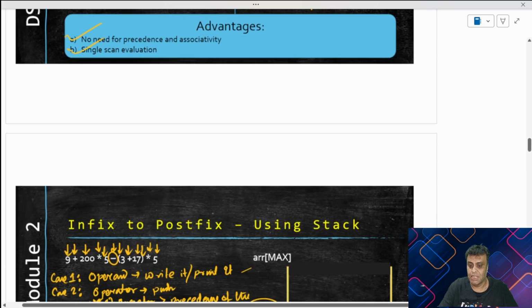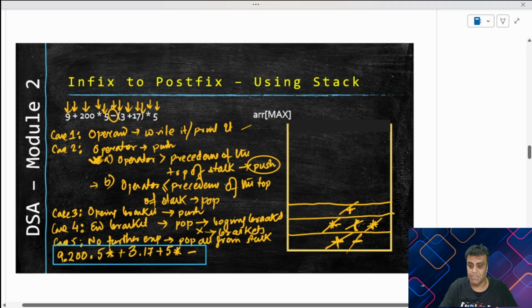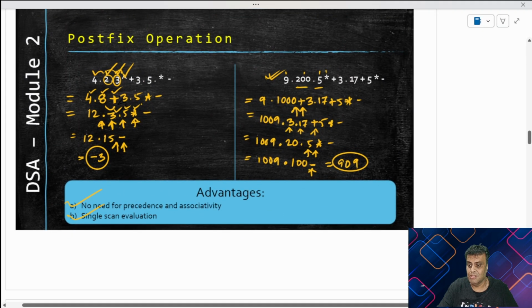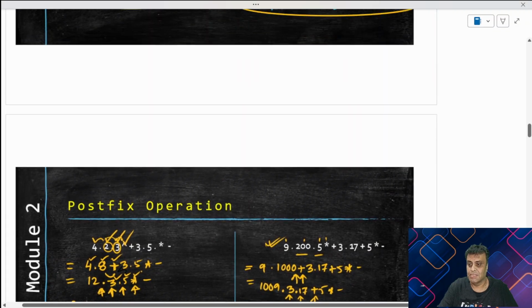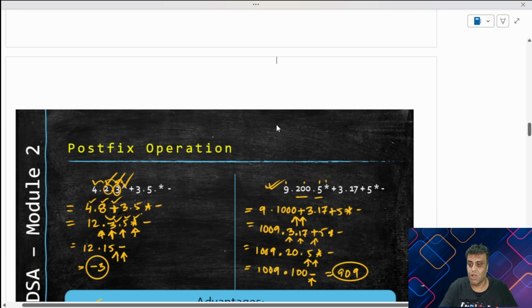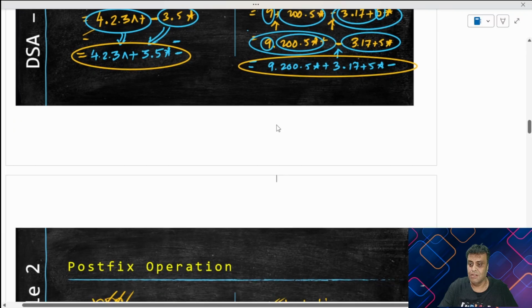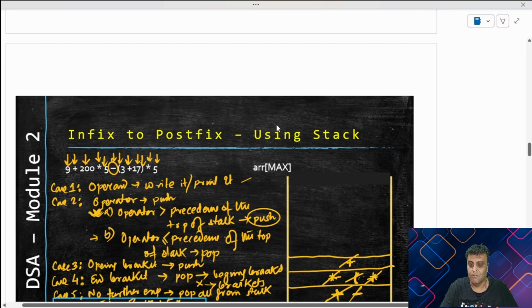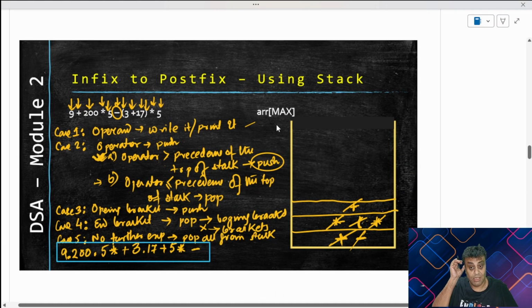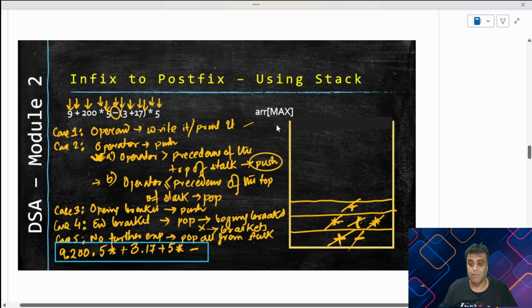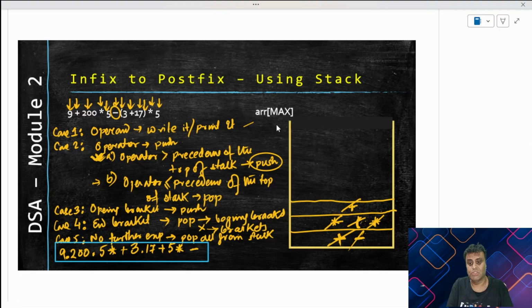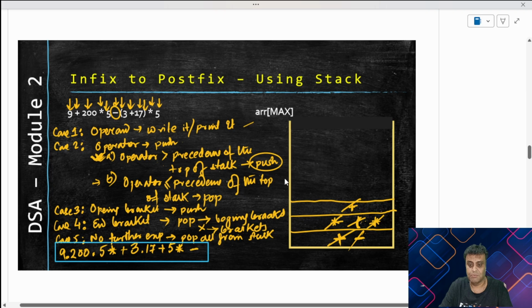9 200 5 star plus 3. I have a star plus 3, 3 17 plus 5 star minus, plus 5 star minus. So I achieved what I achieved here, and what I started with here, and what I achieved here. They are the same thing. So what we have achieved is a way by which we can use a stack to help the computer to convert an infix to a postfix, right? So that's the understanding from this particular topic.